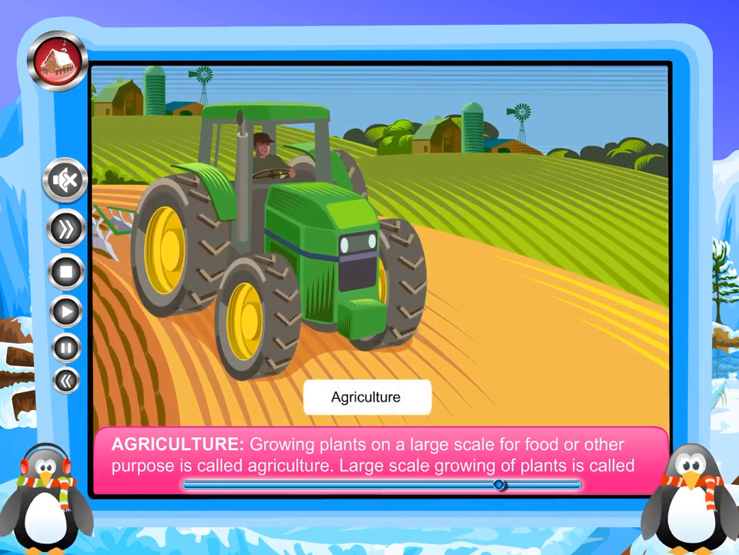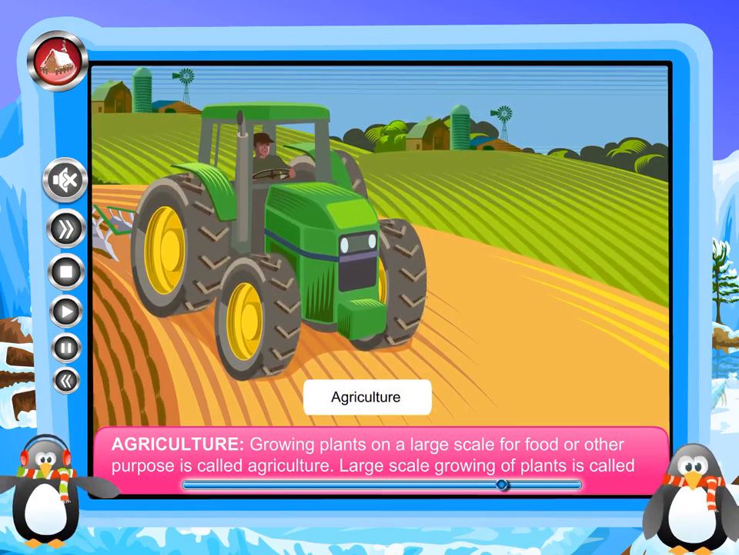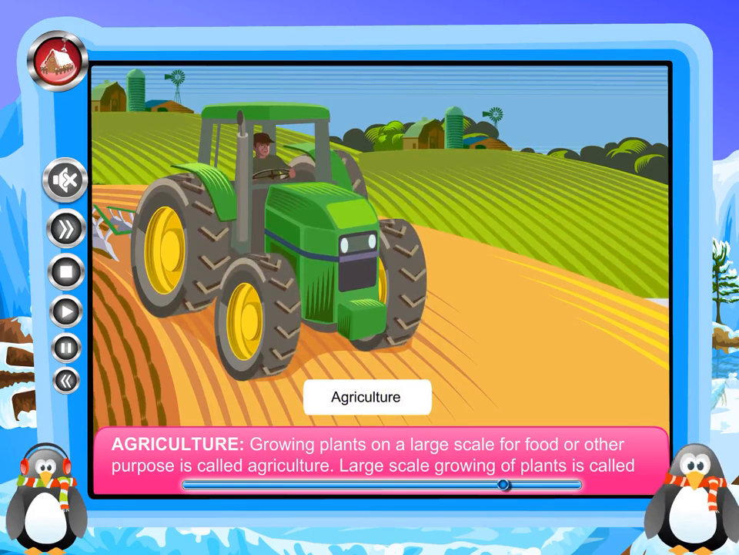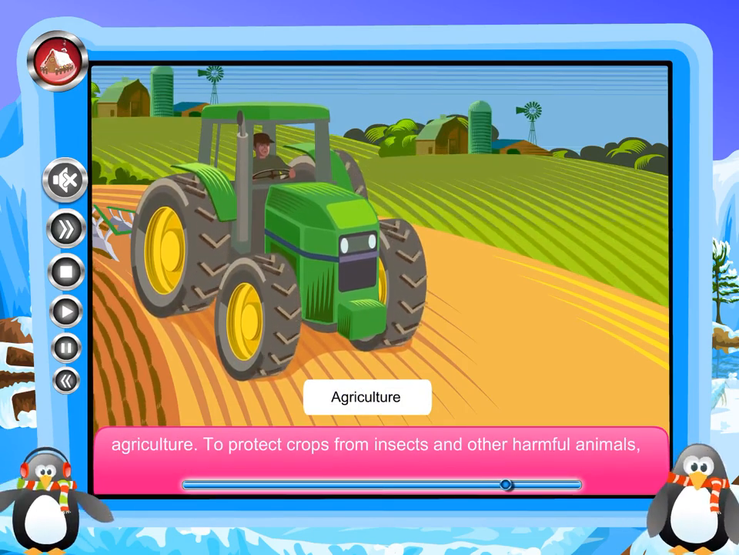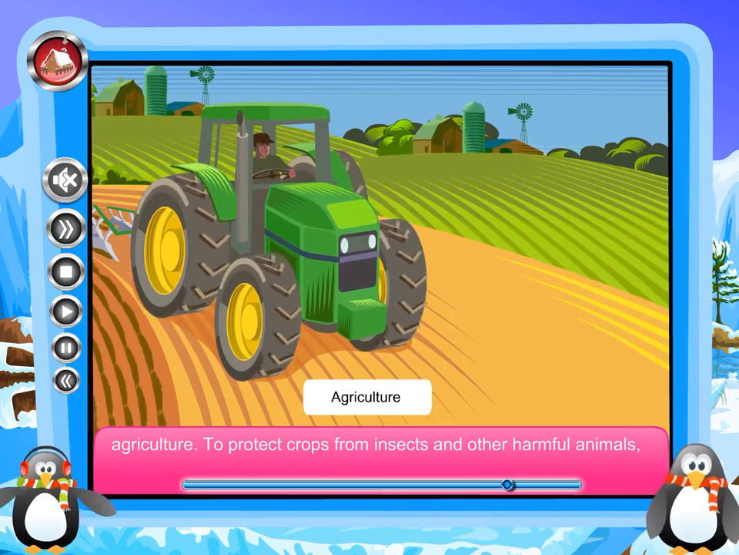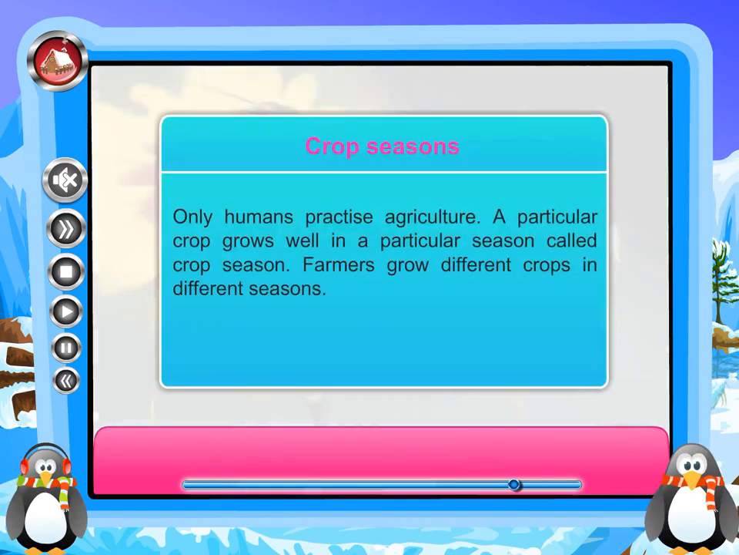Agriculture. Growing plants on a large scale for food or other purposes is called agriculture. To protect crops from insects and other harmful animals, people spray chemicals on them called pesticides. Farmers also use scarecrows to keep away birds and animals.